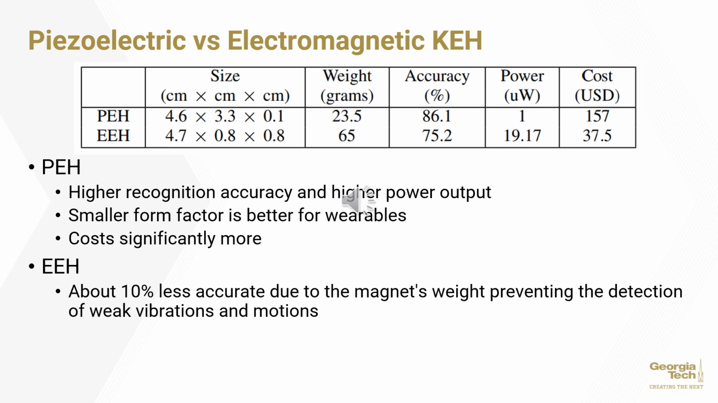The electromagnetic energy harvester was about 10% less accurate. This was probably due to the magnet being a relatively large weight compared to some of the weak vibrations and motions present when detecting a user's gait.